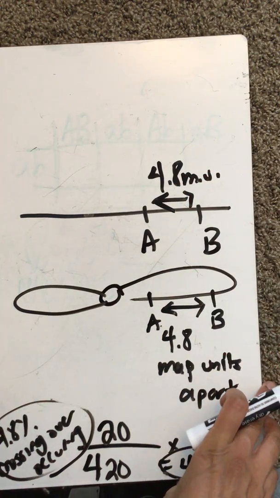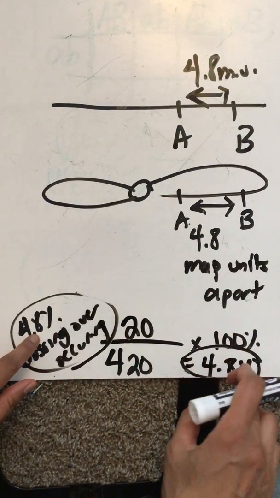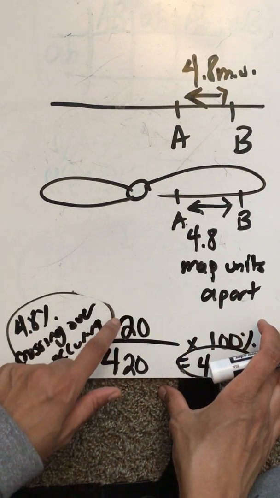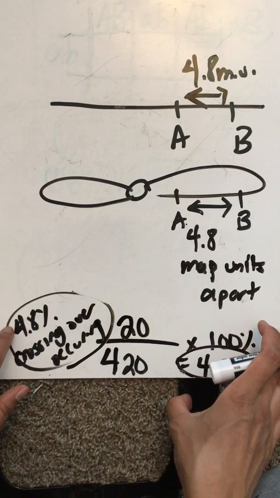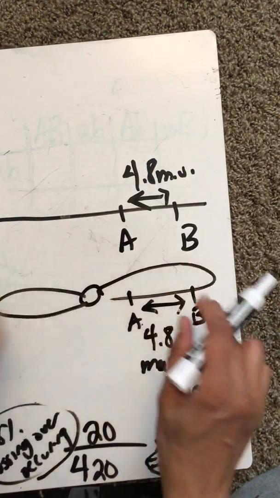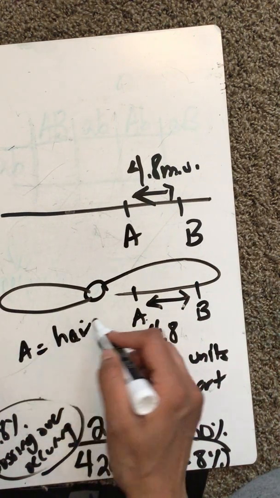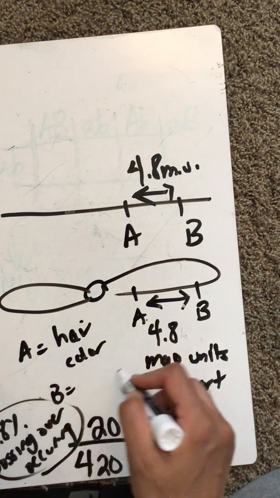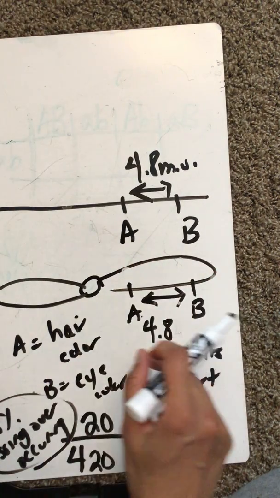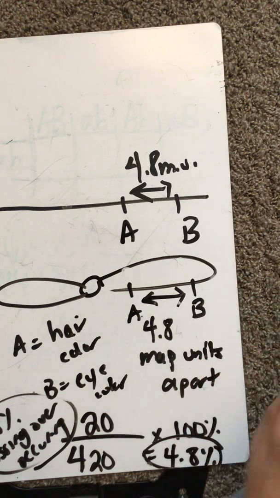So that is why we need to calculate this crossing over percentage. Why we needed to do, I had 20 kids divided by 420. This percent crossed over. That's how far apart these two genes are. And remember, I think gene A was like hair color and gene B was like eye color. So it means hair color and eye color are 4.8 map units apart. And that's what that means.